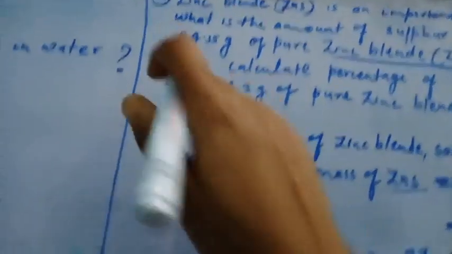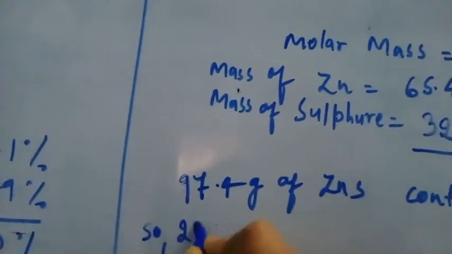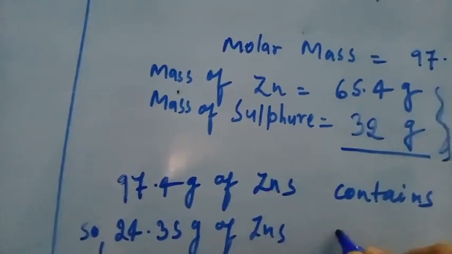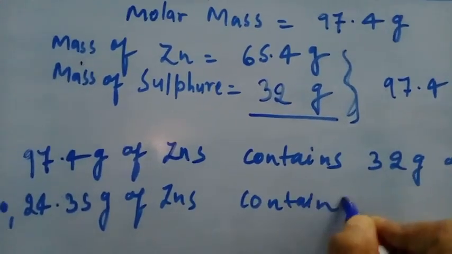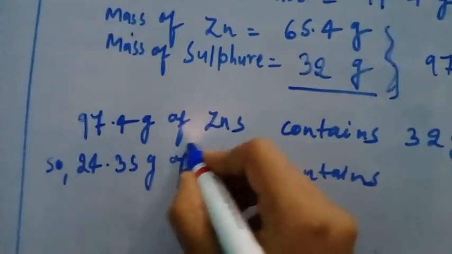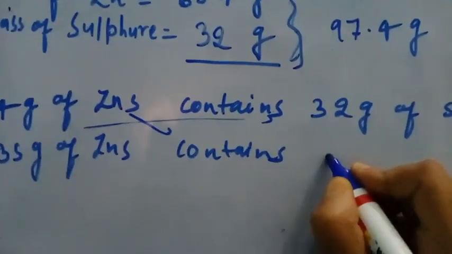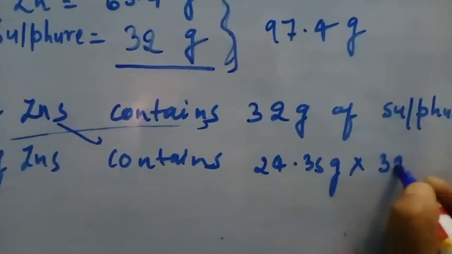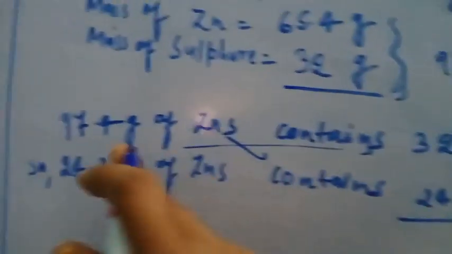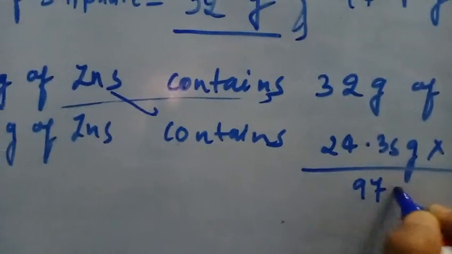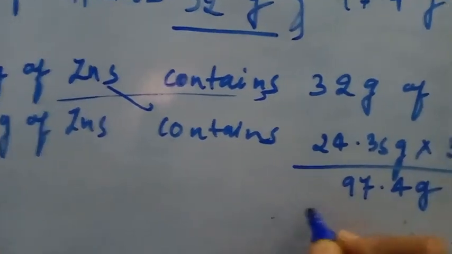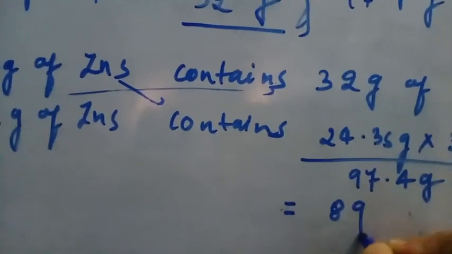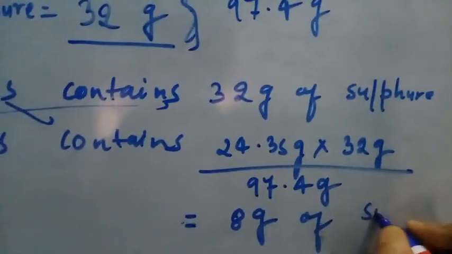So 24.35 gram of zinc blend contains, using the unitary method, we cross-multiply: 24.35 gram into 32 gram divided by 97.4 gram, and we get 8 gram of sulfur.